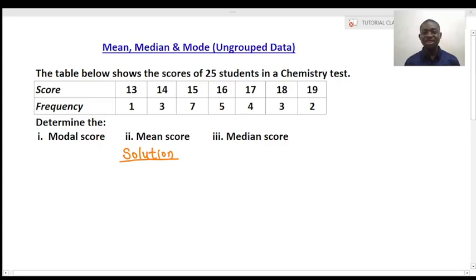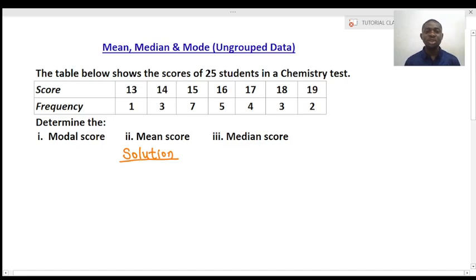The measure of central tendency is an important part of basic statistics. So in this tutorial, we'll learn how to determine the mean, median, and the mode for ungrouped data. The table given to us shows the scores of 25 students in a chemistry test. We are to determine the modal score, the mean score, and the median score.